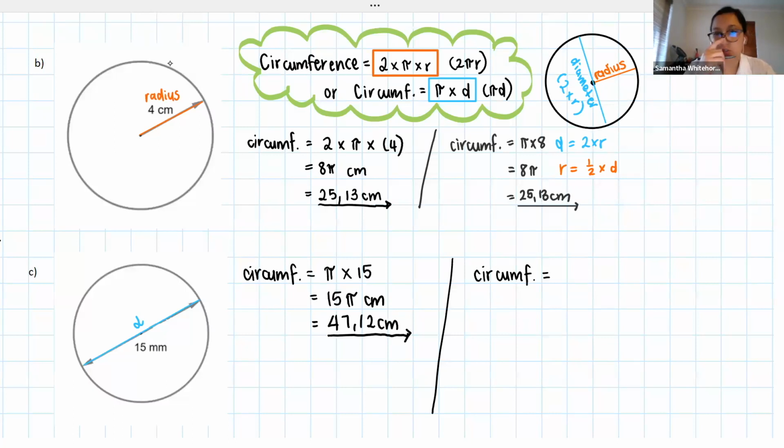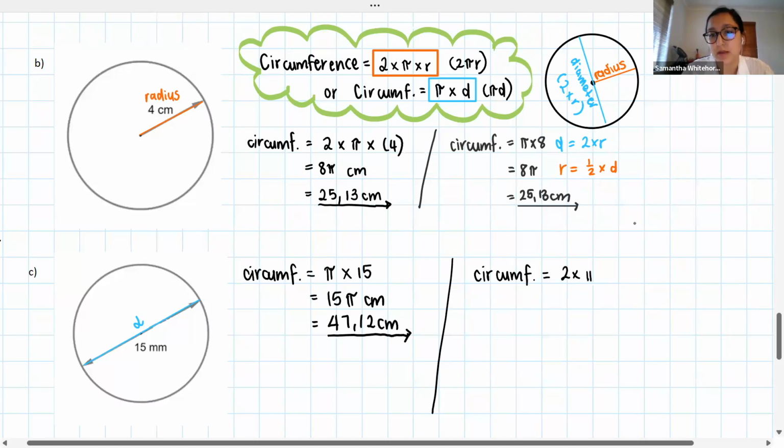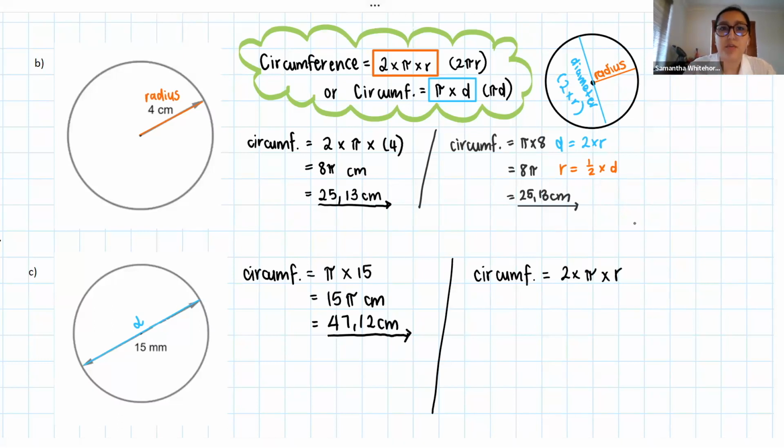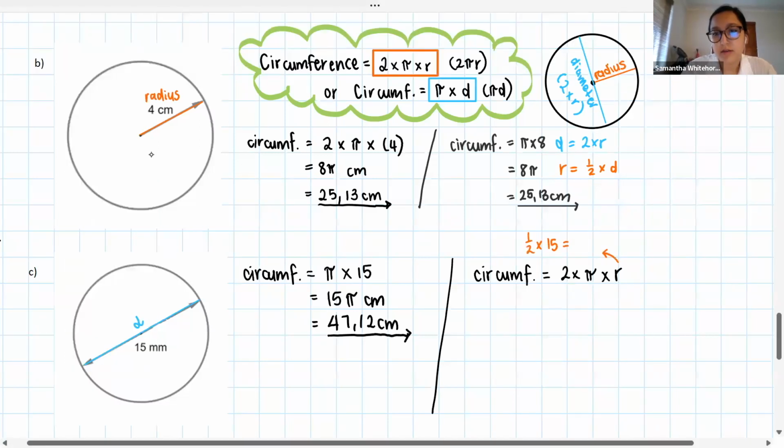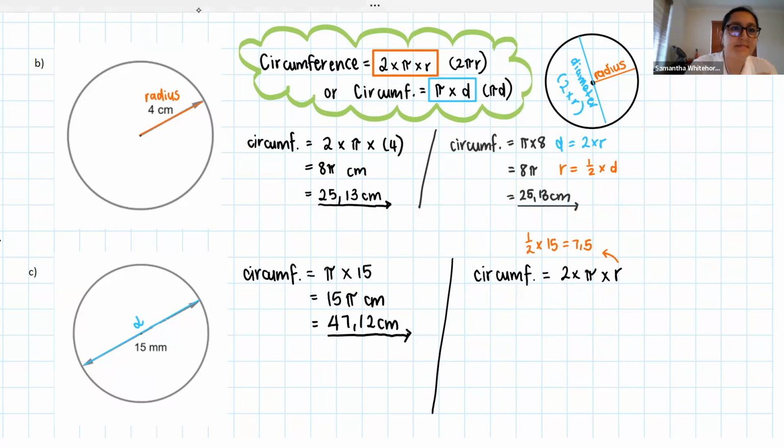If you chose to use the formula of 2 pi r, that's fine. That's actually the formula I always use. I hardly ever use pi times diameter. What you would first need to do is you would first need to go and work out your radius. Now remember, your radius is half of your diameter. So half of 15 is 7.5. And so we would have 2 times pi times 7.5. That's fine. You get exactly the same answer of 47,12.